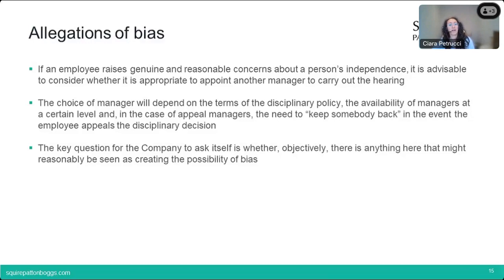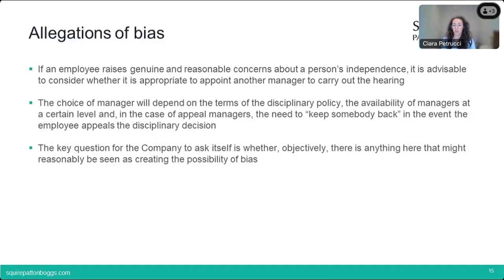So whilst an employee is not entitled to pick and choose the person handling their disciplinary or their appeal, if they do raise a genuine and reasonable concern about a person's independence, it's usually advisable to consider whether someone else should be appointed. And obviously the choice of manager will depend on your availability within your organisation. And again, we've got a few questions on this as well, about smaller organisations, and obviously you want to hold someone back for the appeal.